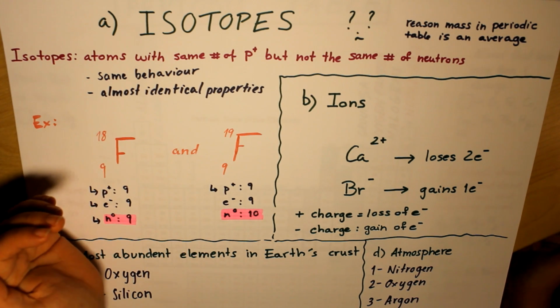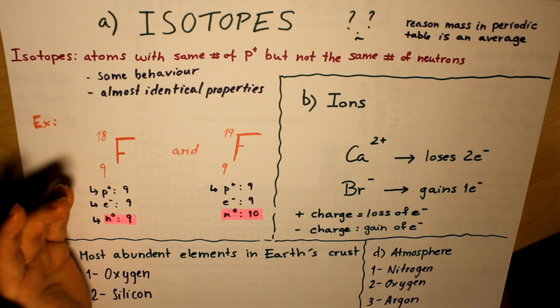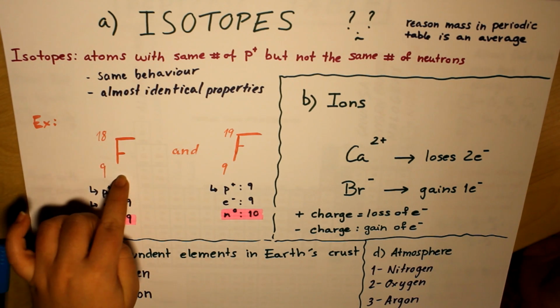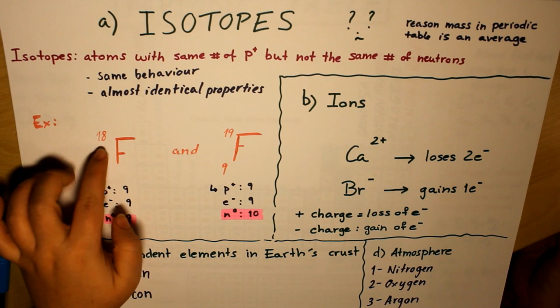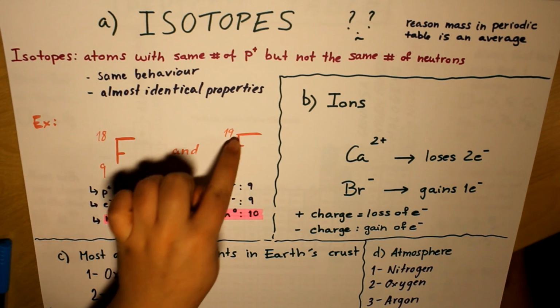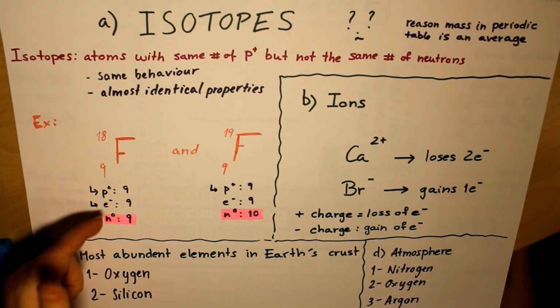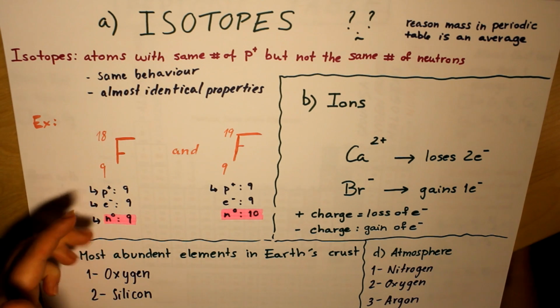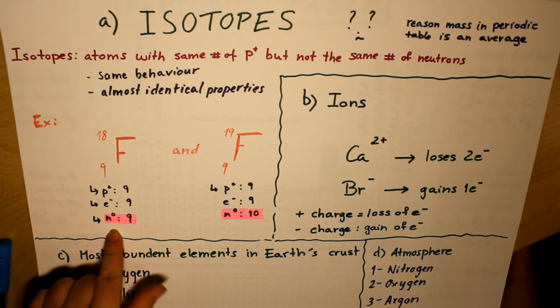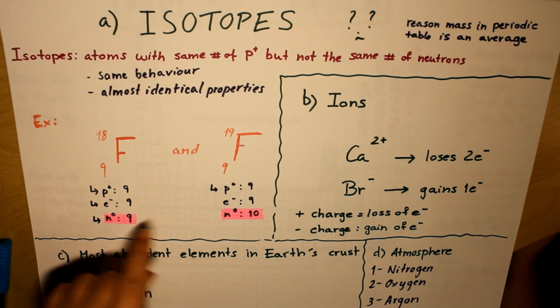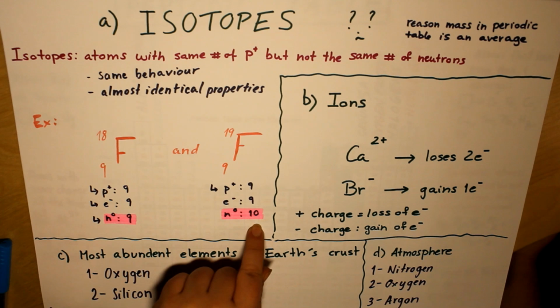So what happens is that, for example, in nature you can find a fluorine that has a mass of 18 and a fluorine that has a mass of 19. Basically, if you look at the number of protons, electrons, and neutrons, the only difference is the number of neutrons. So in this one you've got 9 and in this one you've got 10.